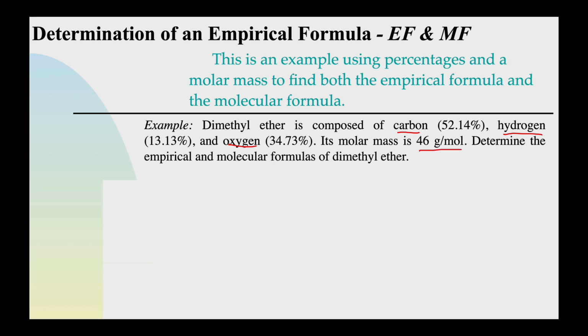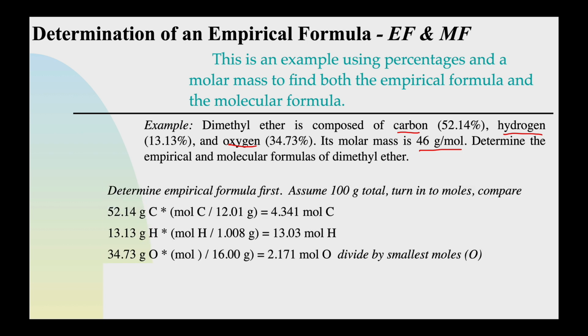So in this problem, we're first going to find the empirical formula of the CHO compound. Sometimes those are called hydrocarbons. You can call it whatever you want. We're going to find the empirical formula of the hydrocarbon, and then we'll compare the empirical formula to the molar mass, 46 grams per mole, to find the molecular formula. So like before, assume 100 grams, turn grams into moles, and compare the moles to find the empirical formula.